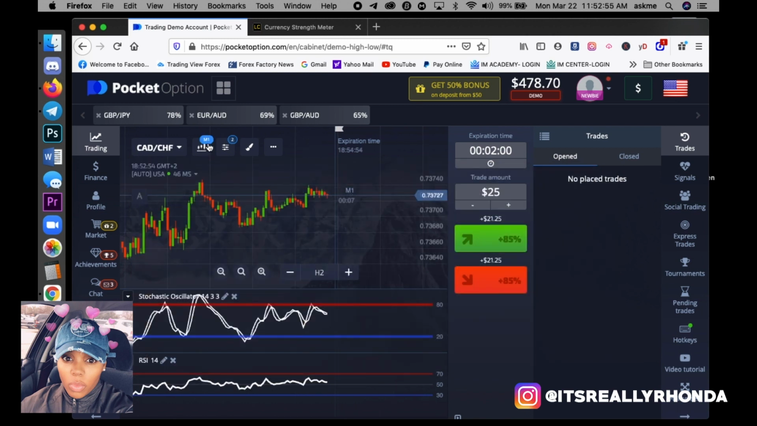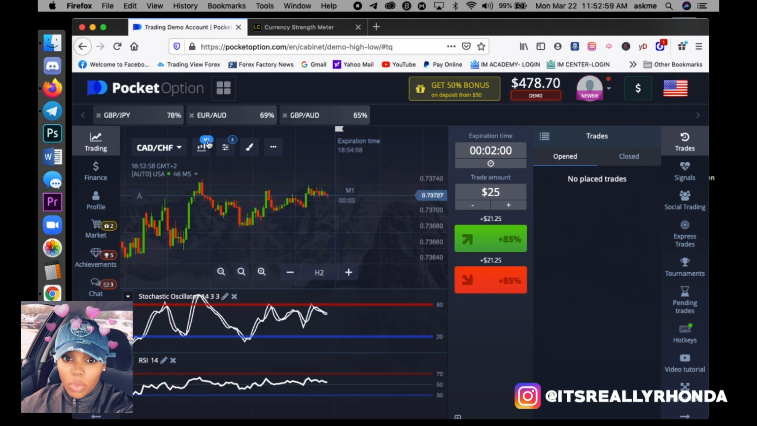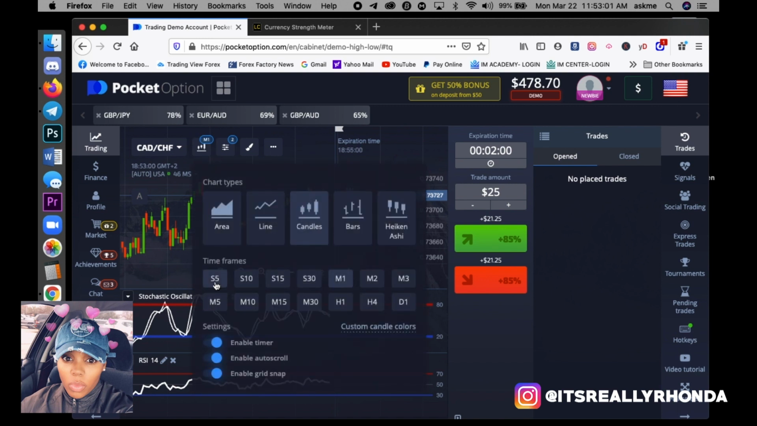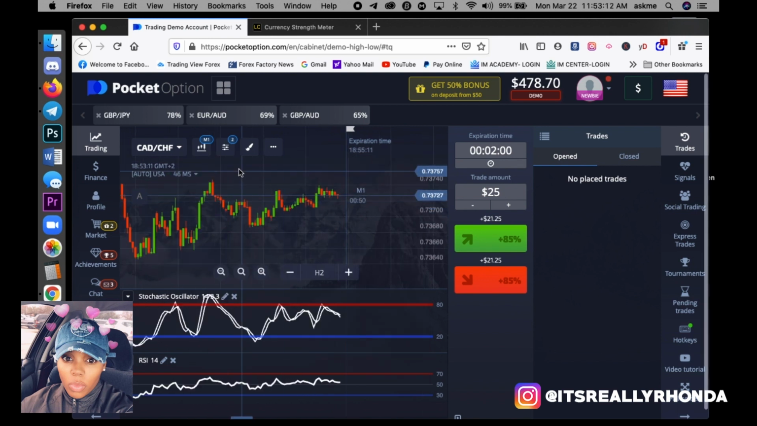I'm going to open this up, and I'm going to be on a 1-minute chart. You can come right here. If you click on this icon, you see the seconds, M1, 2, 3. That's 1 minute, 2 minute, 3 minute, 5 minute, 10 minute. We're going to be using a 1-minute chart so I can kind of see where things are.